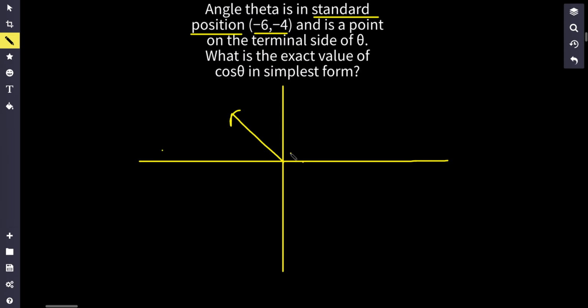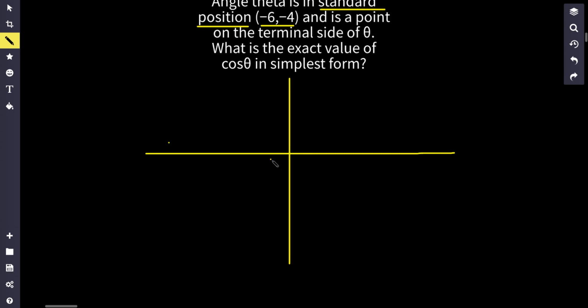All it means is that the angle is created with the x-axis, okay? And it's on the terminal side. It's a point on the terminal side of theta. So the terminal side of an angle represents, in this case, the thing you draw to create the angle. So we drew a ray to create the angle, so this would be the terminal side of the angle. Now it says it's at -6, -4.